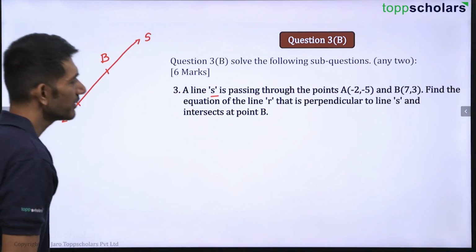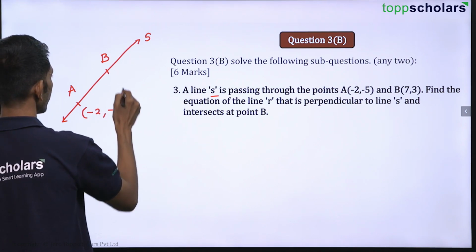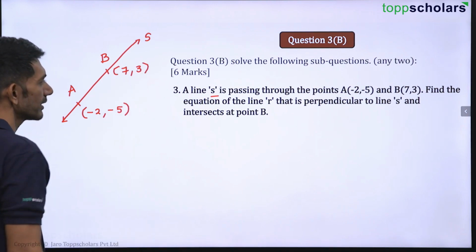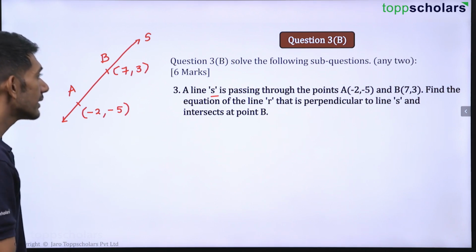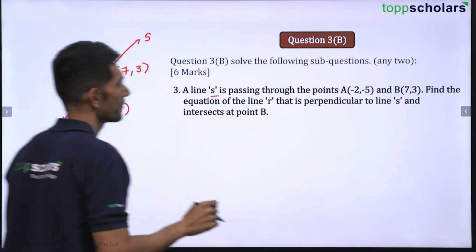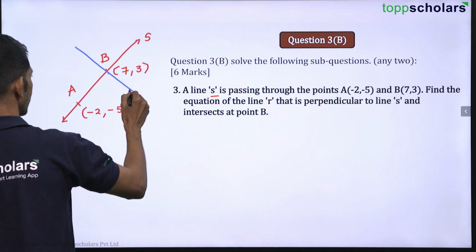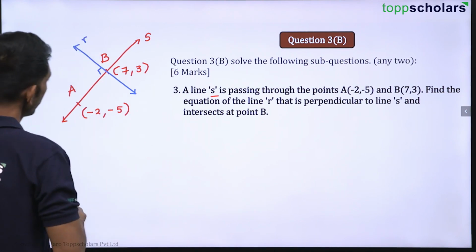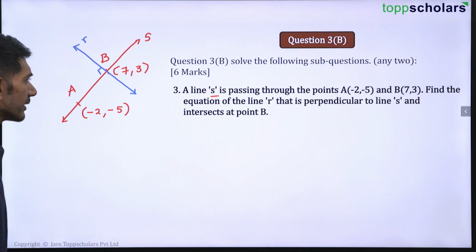And the coordinates of A and B are given. The coordinates of point A are (-2, -5). The coordinates of point B are (7, 3). And line S is passing through that. Find the equation of R that is perpendicular to line S and intersects at point B. Understand. So there is one more line like this, which is your line R that is perpendicular to line S. Perpendicular means 90 degrees and it intersects B, right?